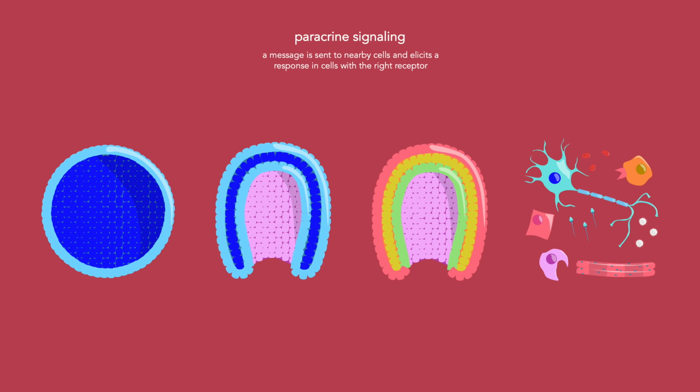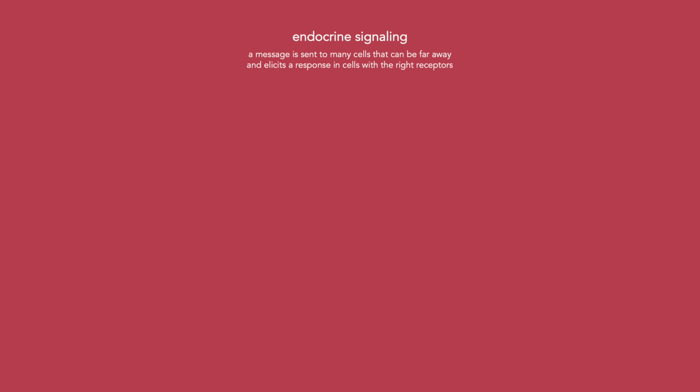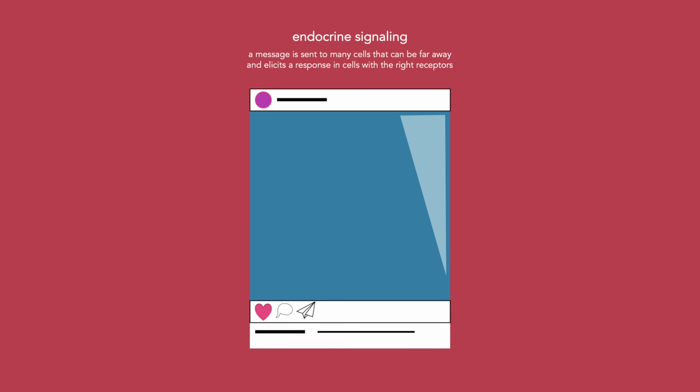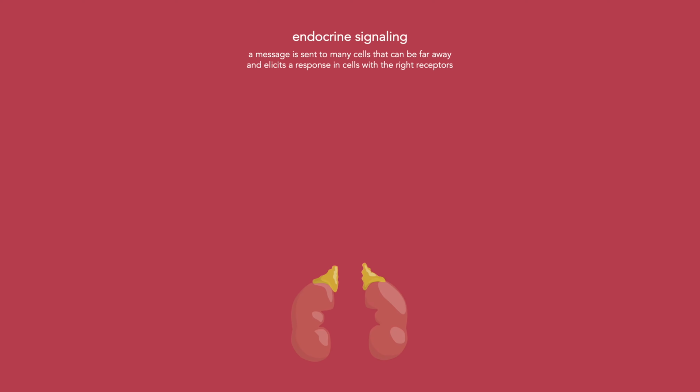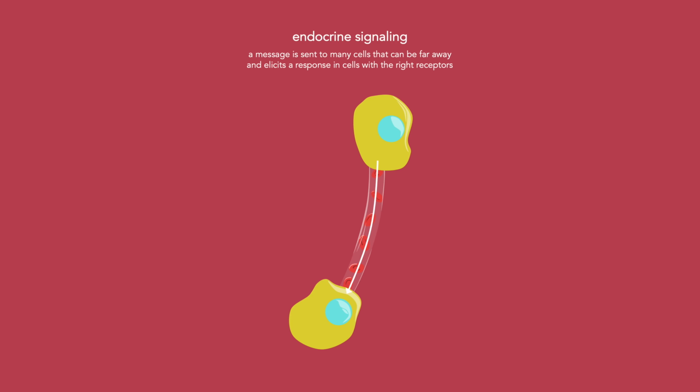Finally, endocrine signaling is like posting on social media. It's sent to a lot of people, and people can choose how and if they respond to it. An example of this is epinephrine, or adrenaline, which causes increased glucose levels, among other responses. The message is sent from the adrenal glands to the different parts of the body, like the liver, and it is amplified through the signal transduction pathway. Endocrine signaling uses hormones that pass through the bloodstream to reach their target cells.